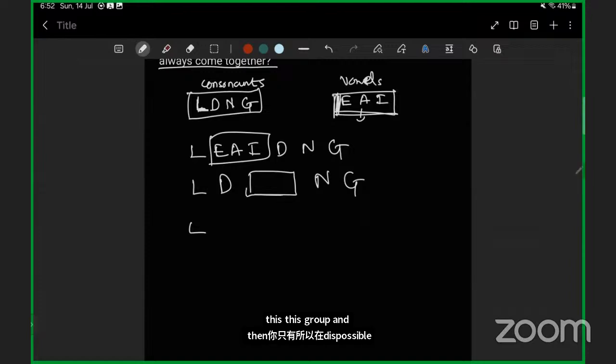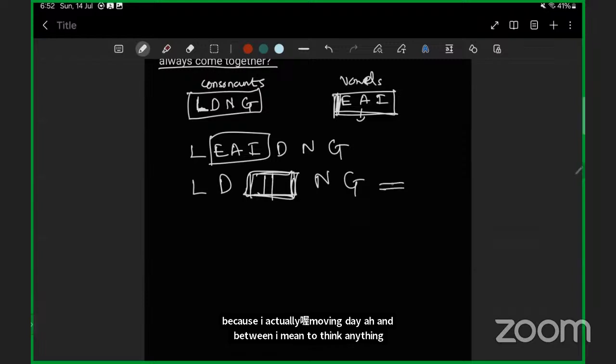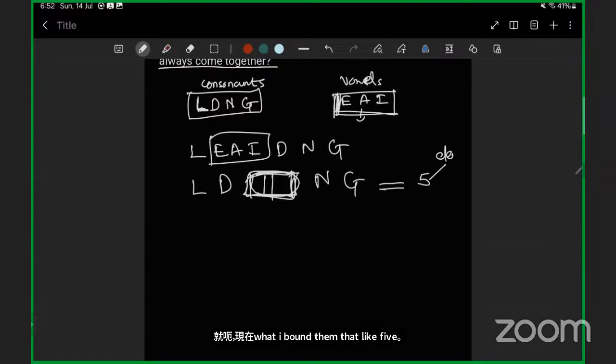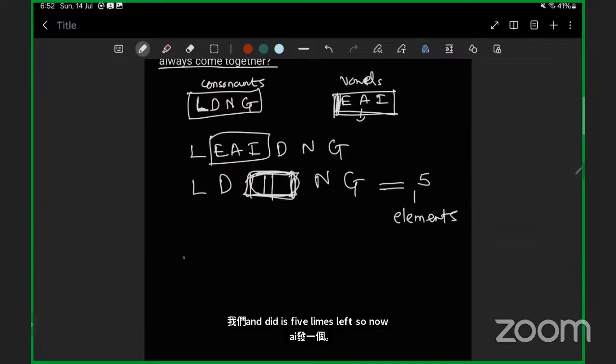So now this group is always coming together. I'm sure of that because I've clubbed them. I'm not moving them around, and in between I'm not putting anything. Since I have grouped them, or bound them, there are five entities, five elements left. So now I have five elements only, and five elements can be arranged in five factorial ways.